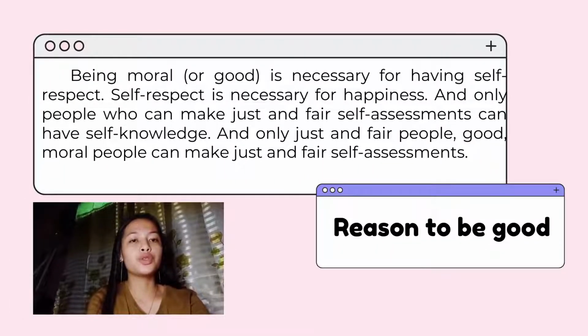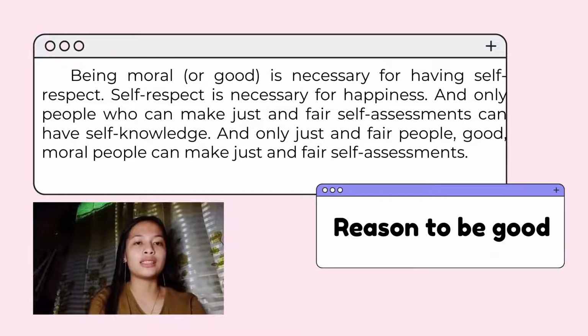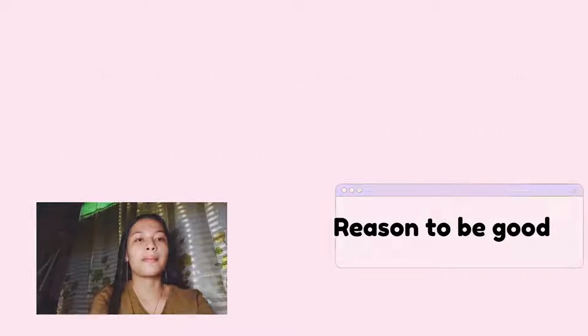Reason to be good. Being moral or good is necessary for having self-respect. Self-respect is necessary for happiness, and only people who can make just and fair self-assessments can have self-knowledge, and only just and fair people, good, moral people, can make just and fair assessments.